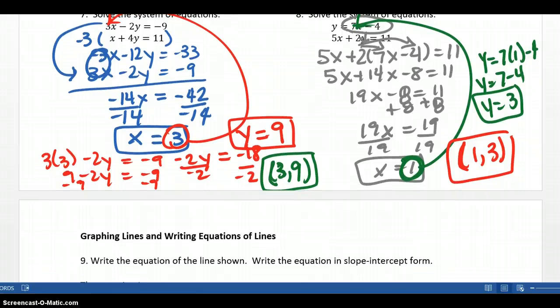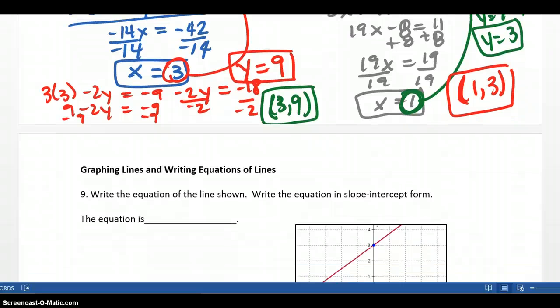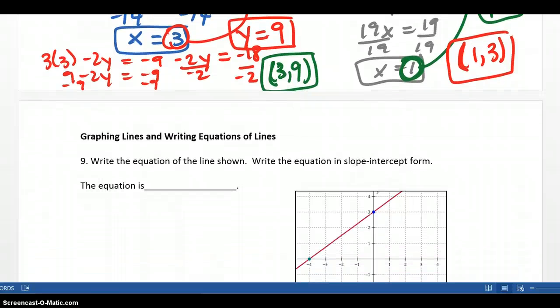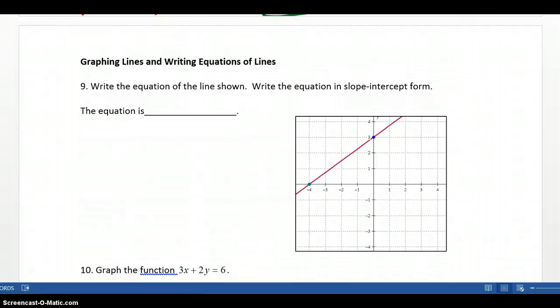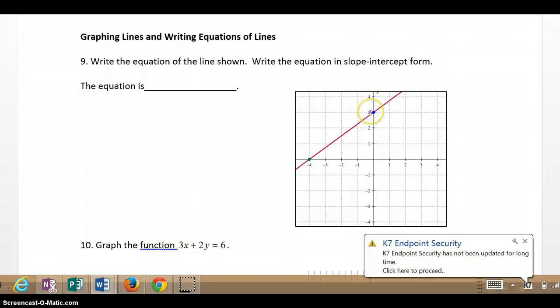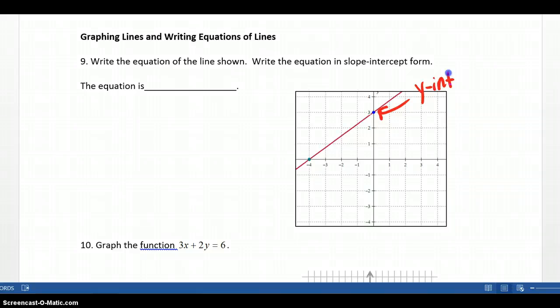Next, we are going to graph lines and write equations of lines. So we're going to start by looking at this graph. First we want to find our slope and our y-intercept. The obvious one is our y-intercept. We can look right here. Here is our y-intercept. This is also called our b. Our b equals 3.